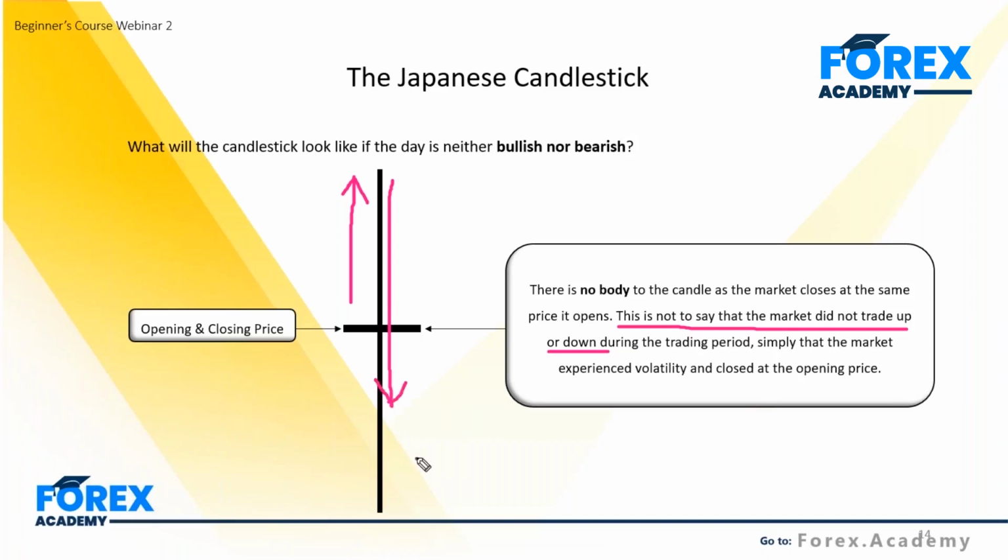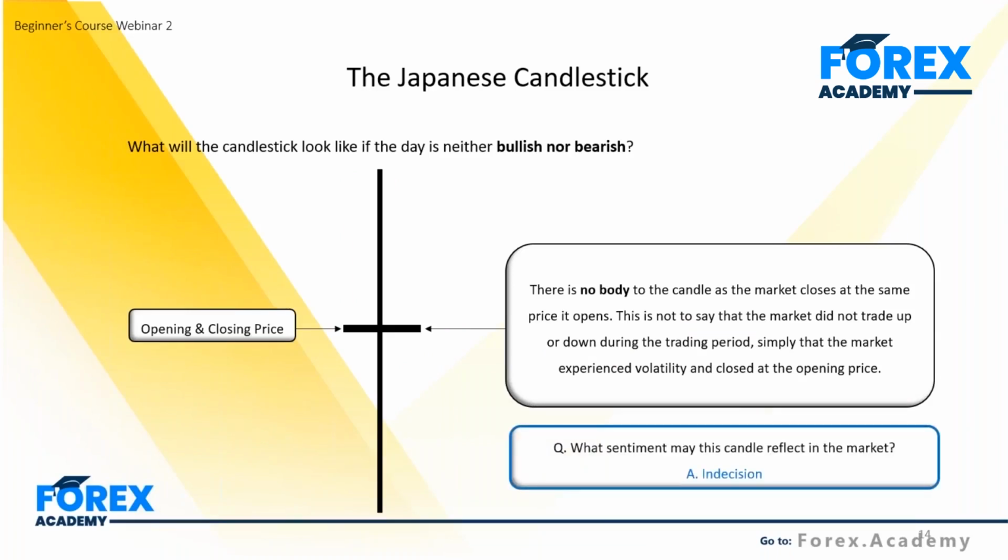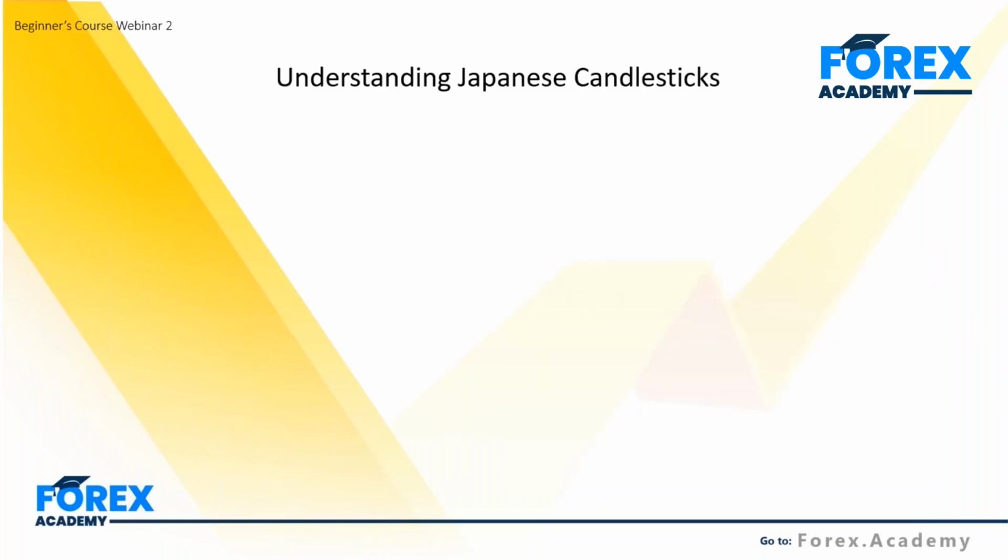Again, the question I would like to ask here, just when I leave this doji candlestick here, what sentiment may this candle reflect in the market? And the answer is indecision, because the market has traded with some volatility. It literally is not either bullish nor bearish. It's showing us some indecision. Okay, so that's just one thing to note, guys. And don't worry, you get an opportunity to revise this in your members login area as we go through all of these Japanese candlesticks. So let's delve into understanding more about these Japanese candlesticks.